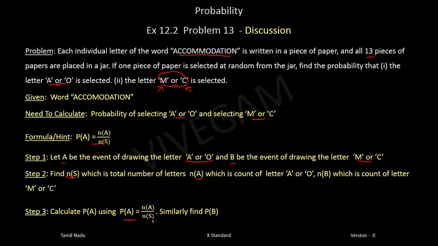P of A is n of A divided by n of S. Similarly, P of B will be n of B divided by n of S. It's a simpler method, but it becomes a little tricky when you have events which are not mutually exclusive. You have to be a little careful. Anyway, in the revision, I plan to do the problems with both methods, or maybe I'll do that in the next version. Okay, now let's get into the solution.